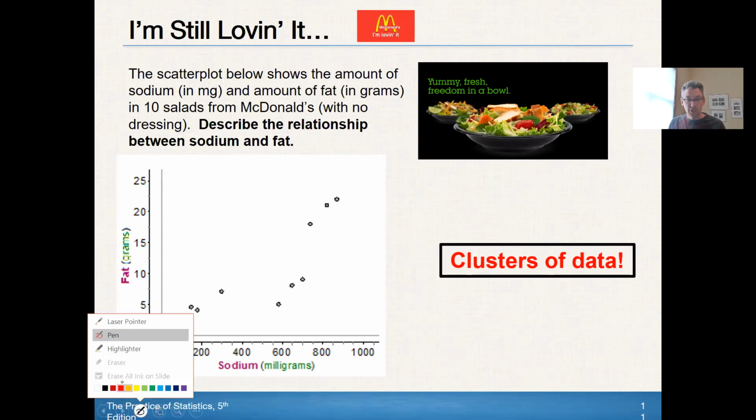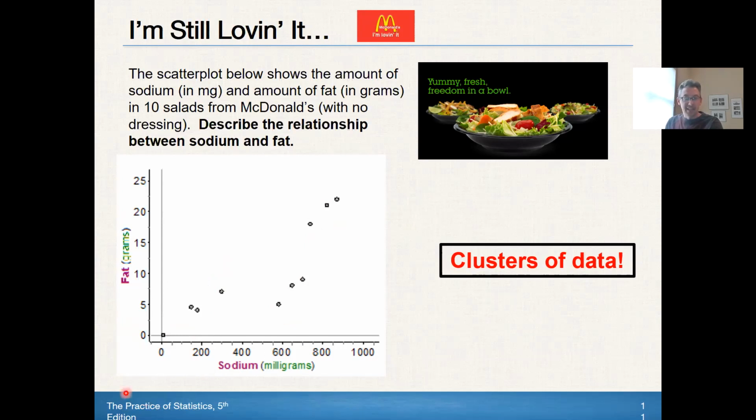3 groups of these chicken sandwiches. I'm going to get a laser pointer to help you see here. So we have a group down here, another group of 3 right in here, and then a group of 3 up here. And we want to try and understand, if we see clusters, why that is happening. There's actually a really good explanation for why this is happening.